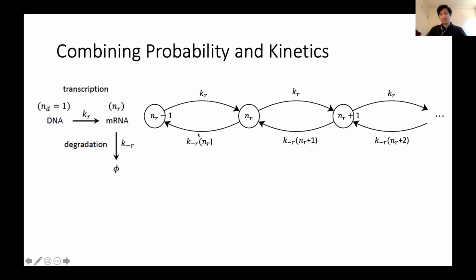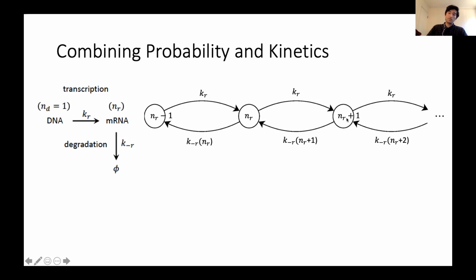But just for this example, I'm only looking at these 3 states. And so when you're in a state like NR, you have some probability of transitioning to other states that's happening at some rate. So in this case, the way that you go from NR mRNAs to now having NR plus 1 is you need to have a new mRNA molecule be transcribed from the DNA. And we know that that happens at rate Kr. And so all the transitions to the state where you have one more mRNA is just by Kr.